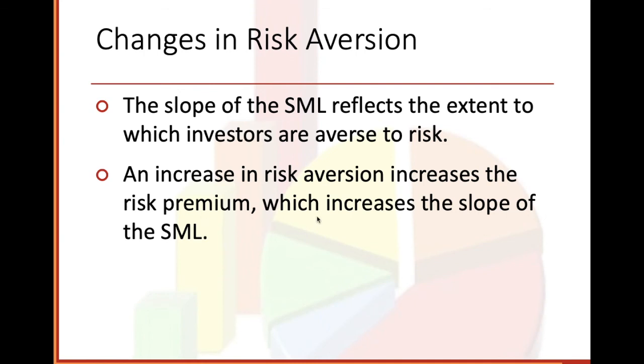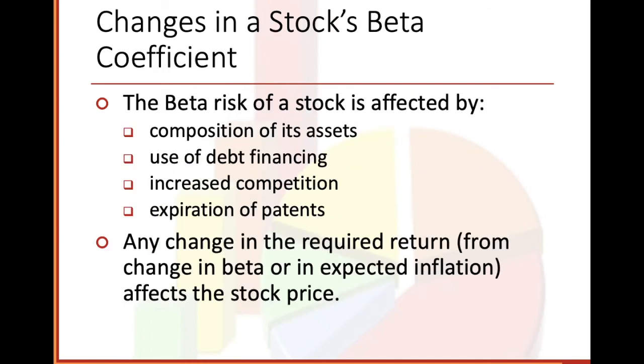Okay. Changes in a stock's beta coefficient. The beta risk of a stock is affected by the composition of its assets, use of debt financing, increased competition, expiration of patents. Any change in the required return from a change in beta or in expected inflation affects the stock price.